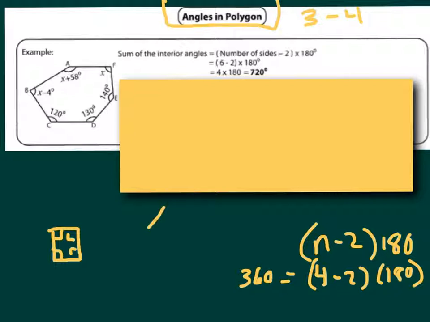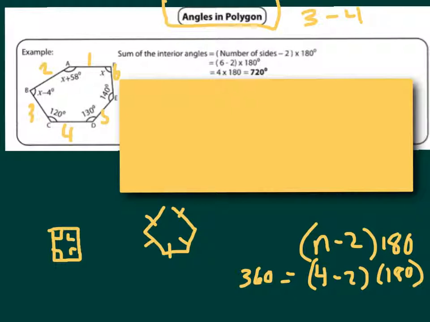Now if you had a pentagon, that's 5 sides. 1, 2, 3, 4, 5. It would be 5 minus 2 times 180. So that's basically how you do these polygon problems to start off with. So in this example here, you have a 6-sided figure, 1, 2, 3, 4, 5, and a 6. And 6 sides minus 2 times 180 gives you 720.